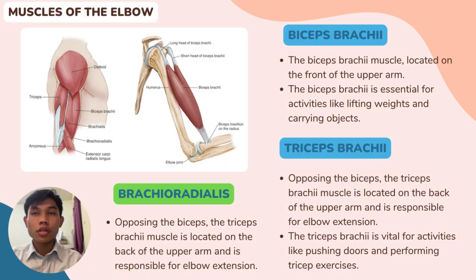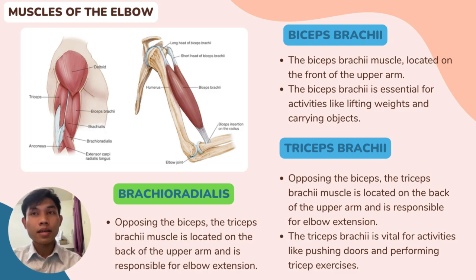And for my last part, we're going to discuss the muscles of the elbow. The elbow joint is controlled by a network of muscles that work in harmony to flex, extend, and rotate the forearm. The first muscle is the biceps brachii. The biceps brachii muscle, located on the front of the upper arm, plays a crucial role in elbow flexion and forearm supination. Its tendon attaches to the radial tuberosity, allowing the biceps muscle to generate the force needed for lifting and pulling movements.